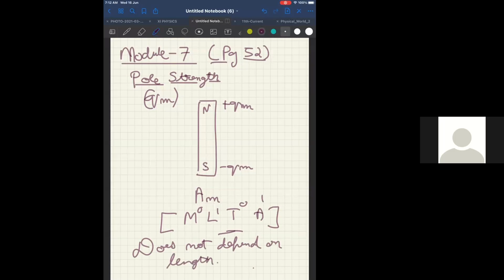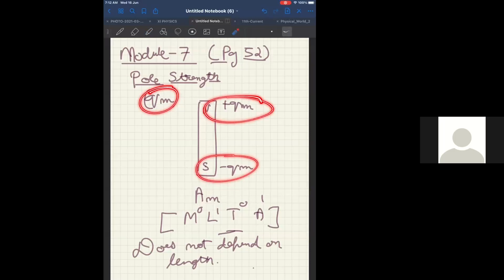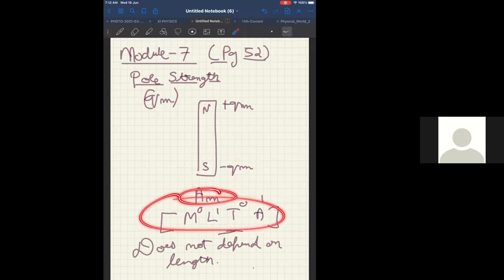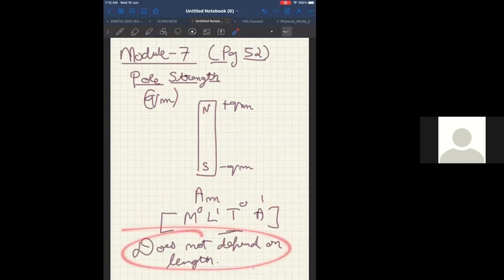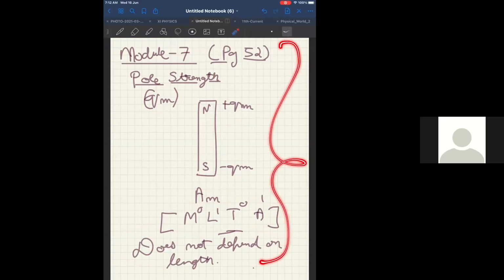These are all the things you need to know about pole strength. What are the things? How it is denoted? North pole is what? South pole is what? What is the unit? What is the dimension? And it does not depend on length. So make a note of this. This is already there in your level. But again, make a note. Then we go to the next topic.